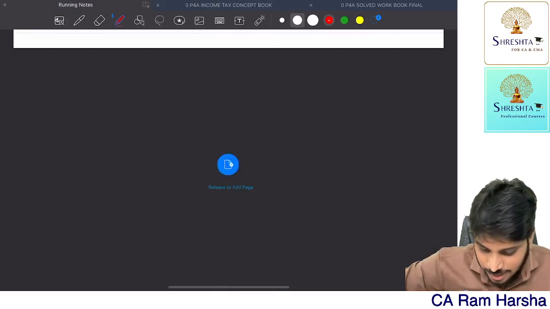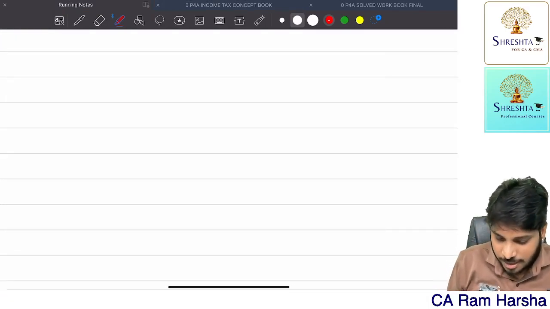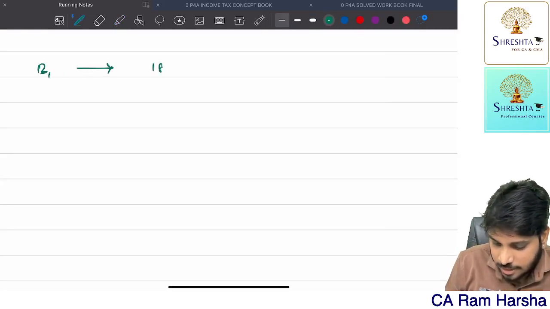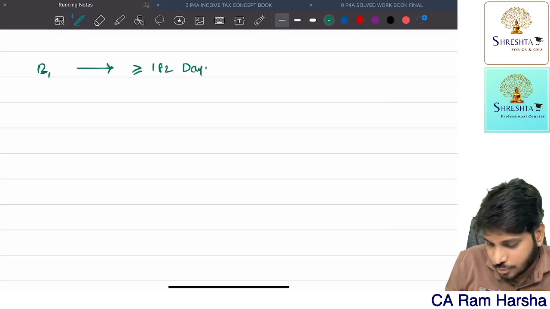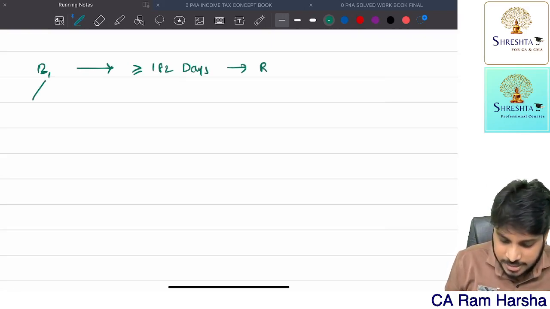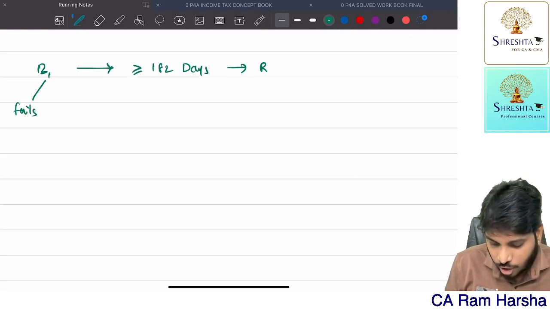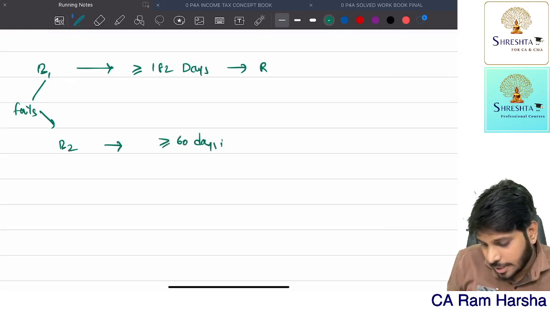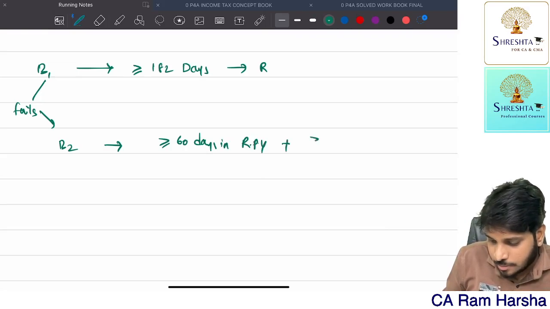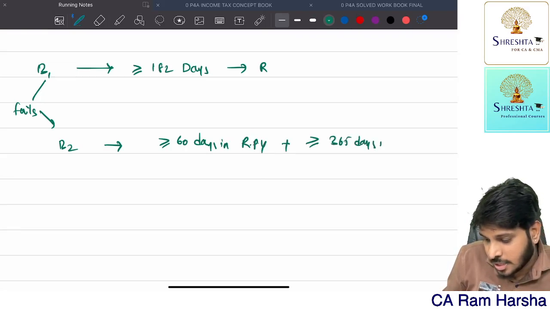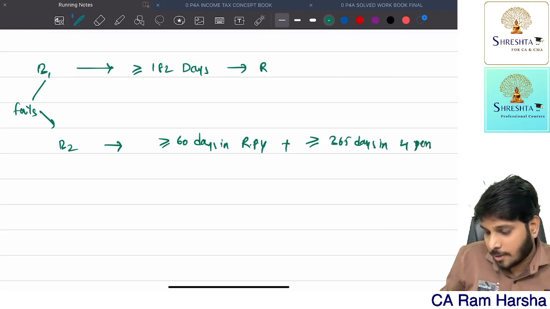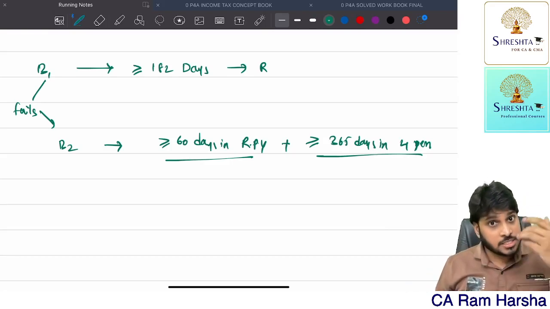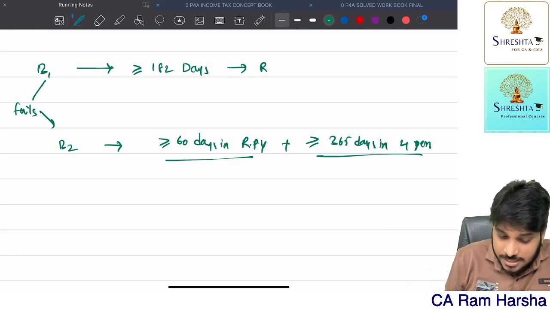So very simple. Let us put it in a diagrammatic manner. First we check basic condition 1. What is basic condition 1? More than or equal to 182 days. Then he is a resident. If basic condition 1 fails, then we apply basic condition 2. What is basic condition 2? More than or equal to 60 days in the relevant previous year, plus more than or equal to 365 days in the past 4 years. Getting it? Then he is a resident.